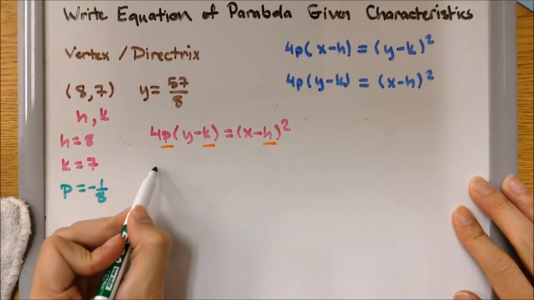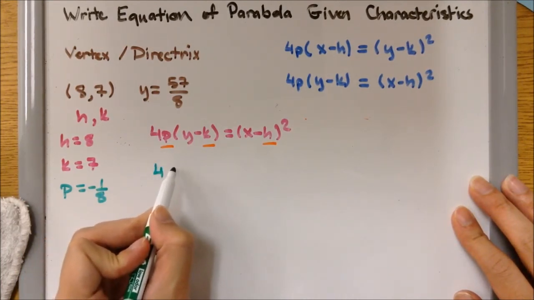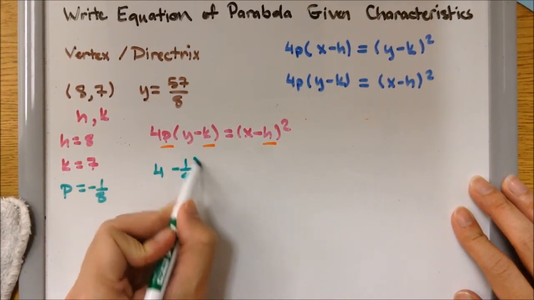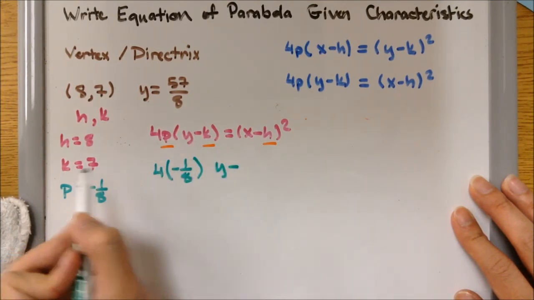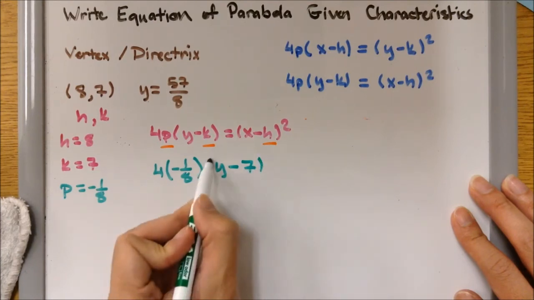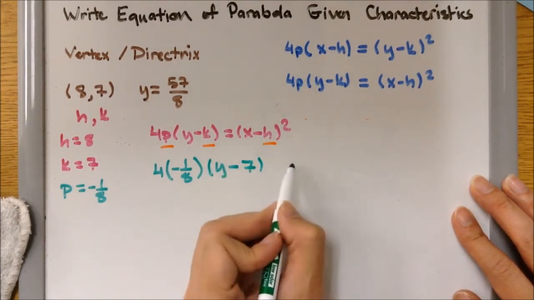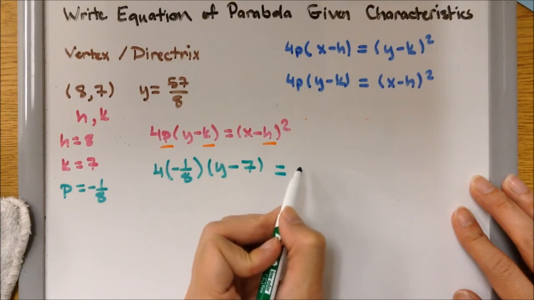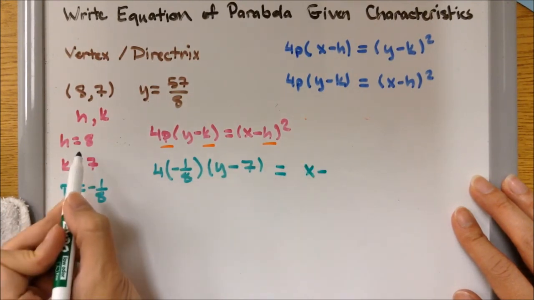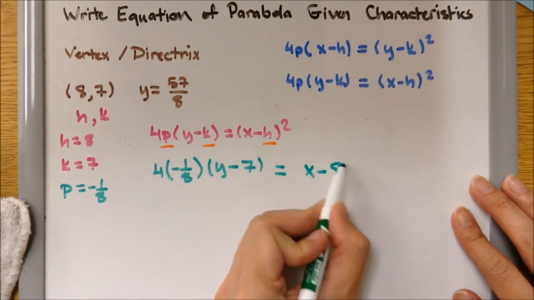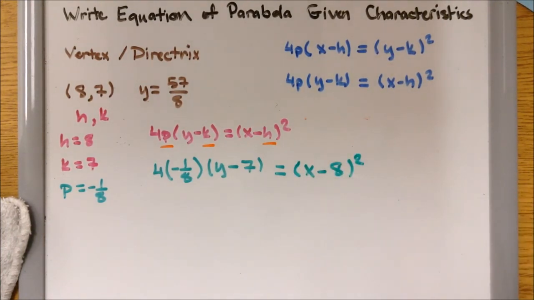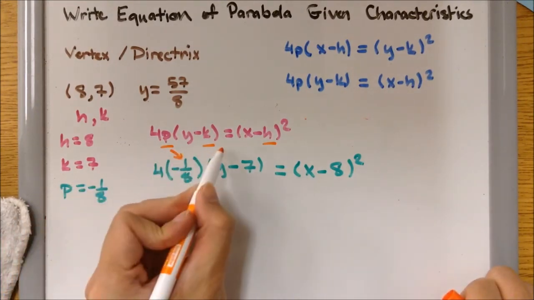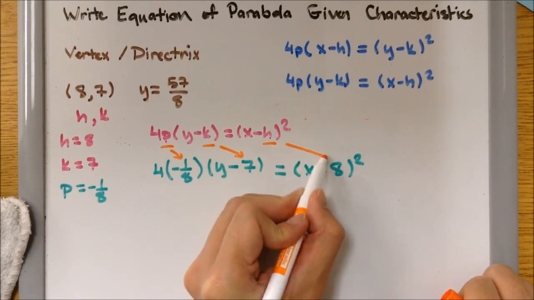So it's going to be 4 parentheses negative 1 over 8, then parentheses on y minus my k value, which is 7, so I'm going to plug in 7, and then parentheses on it equals, and then x minus my h value, which is 8, so I'm going to plug it in, and then a set of parentheses on it with the square. So I plugged in my p value, my k value, and my h value.